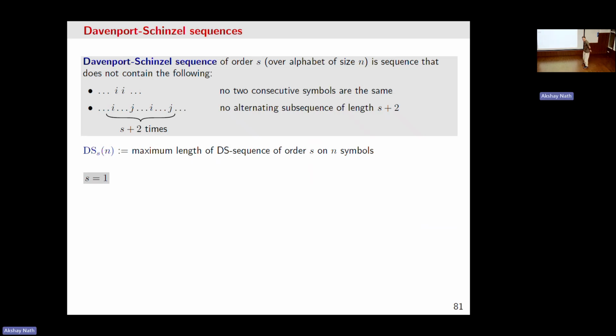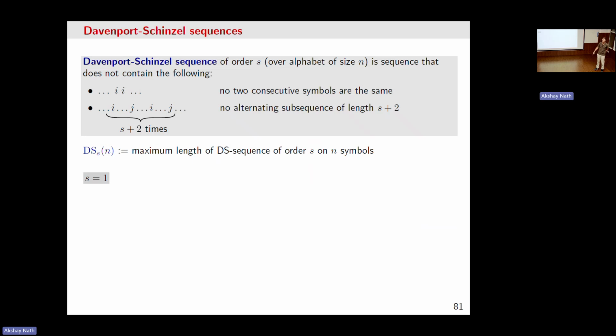Looking at just the sequence of size 1, S is 0 doesn't make sense, it's just 1. But is the starting value of S 0 or 1? Okay, so let's try to do s equals 1. What's the longest thing you can do?